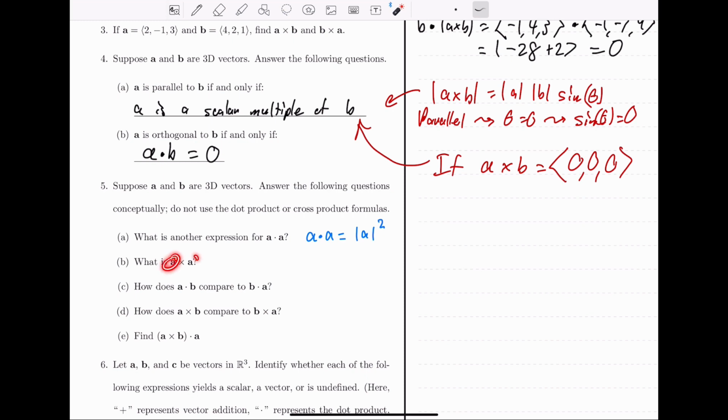Well, any vector is parallel to itself. And if we take the cross product of two parallel vectors, we've seen that that cross product must be the 0 vector. So since a is parallel to a, then the cross product of a with itself is just the 0 vector.